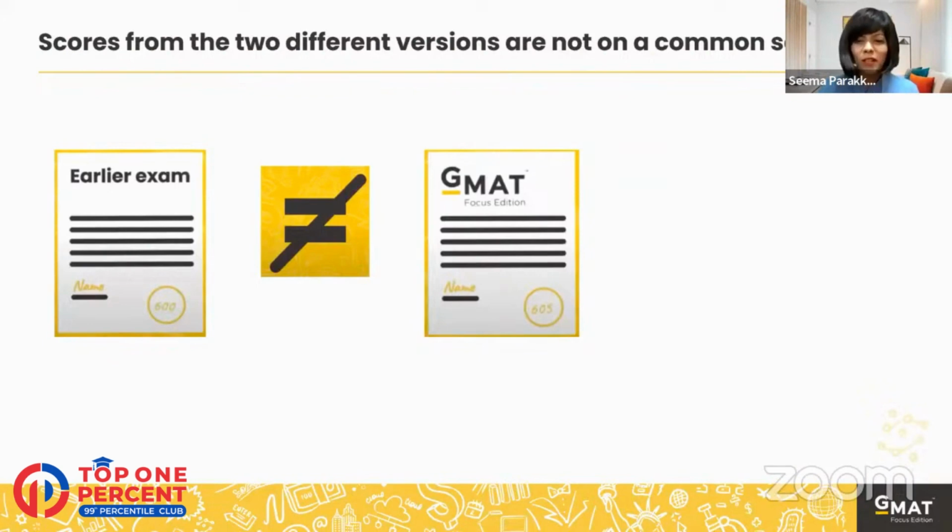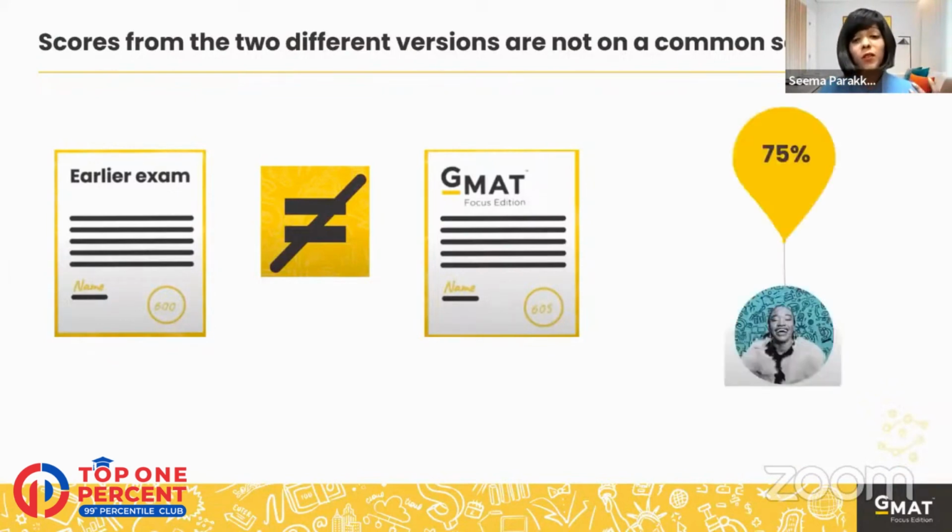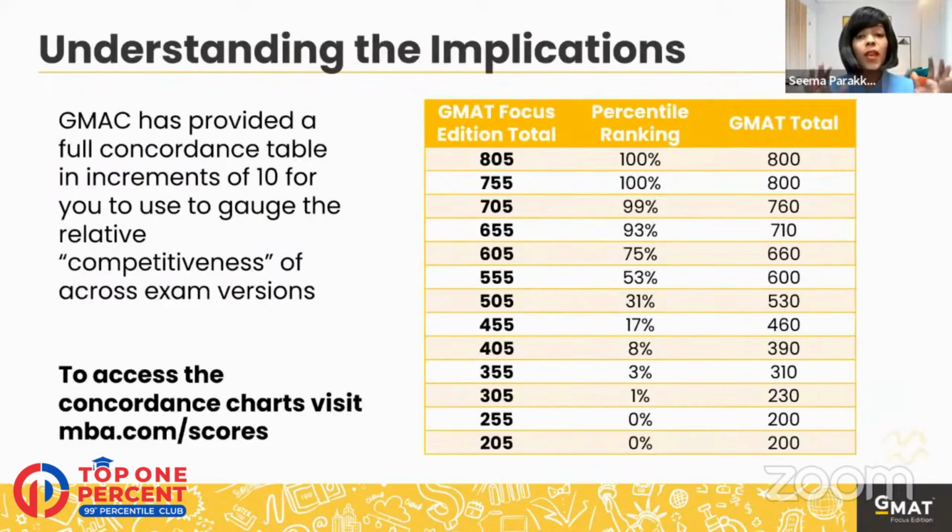Then you might be wondering, then how do I really compare my relative competitiveness across the 2 versions of the exam? You can do this by linking and comparing both the versions using percentile rankings rather than the scores themselves. So the percentile rankings indicate the percentage of test takers that you perform better than, right? So you have this concordance table available on MBA.com if you want to understand if you have the current version and what it means for the Focus Edition.